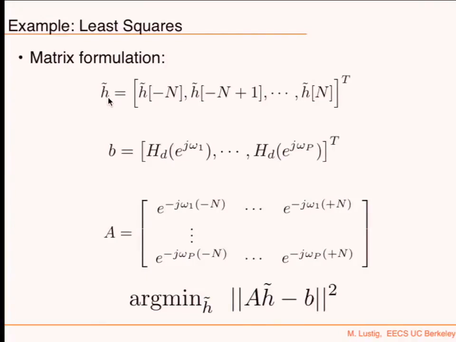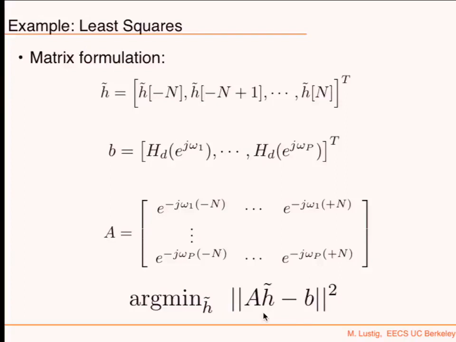We want to find H. So what we want to find is this H tilde that minimizes the norm of the difference between these two vectors. This is the frequency response, and this is the desired one. We want to find the least squares solution. This is a least squares problem. Who doesn't know what the least squares problem is? Okay. So this is a regular least squares problem.